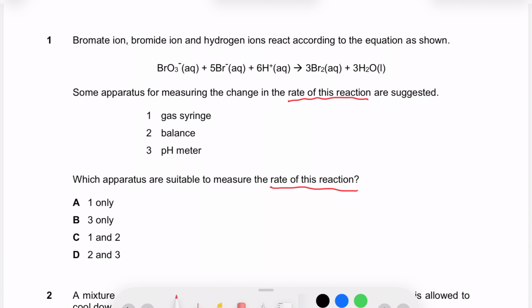First thing first, initially it has H+, so it's acidic. But in the end it becomes water, so it becomes neutral. So you can use a pH meter to figure out the rate of reaction, because the pH increases as the reaction proceeds. Next, you can't use a gas syringe because no gas is produced. And the balance, I don't think there's a change in mass, so this one is not. So the only answer that makes sense is 3 only, so it's B.